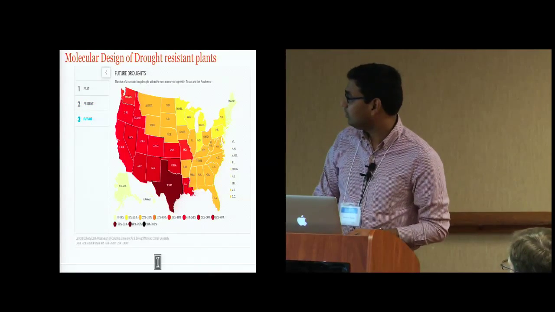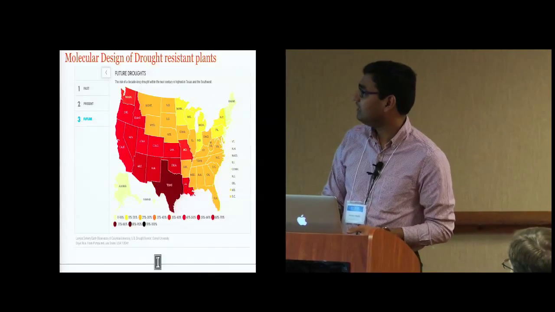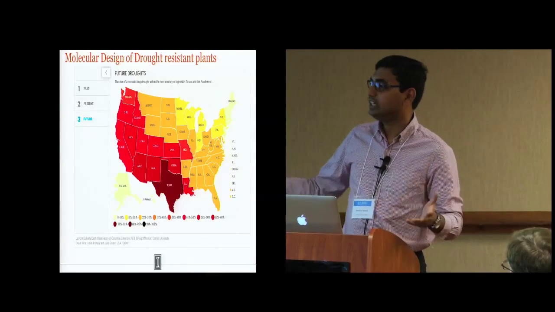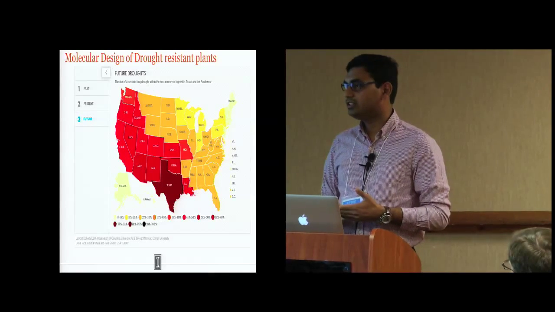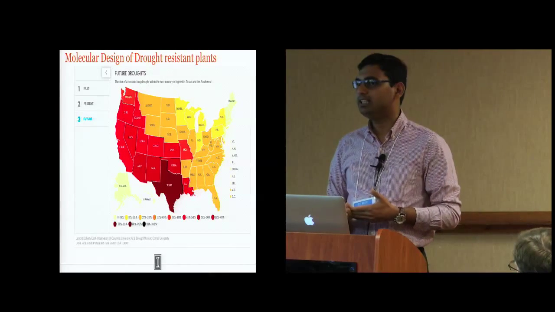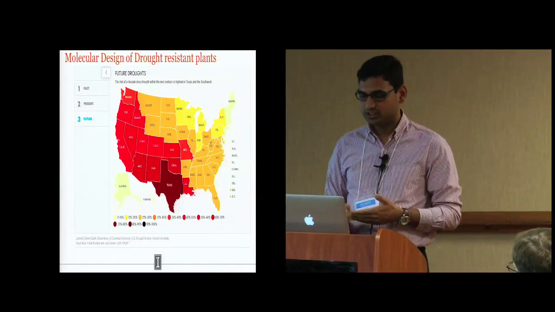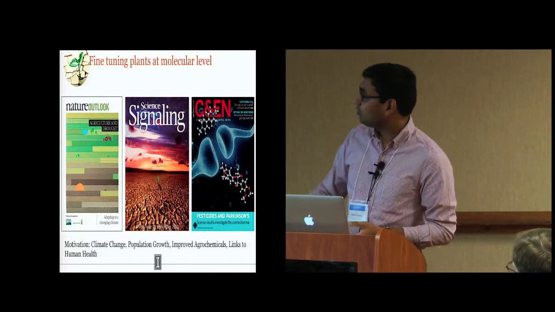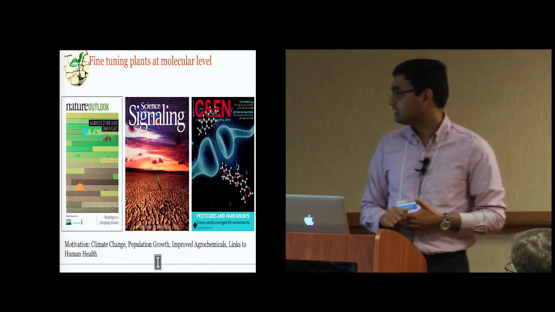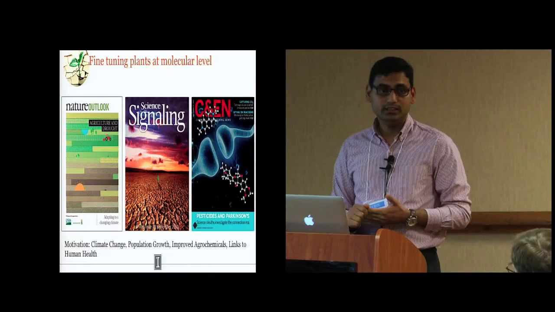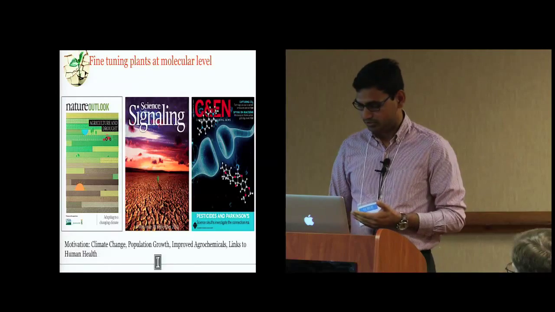And the future does not look that bright. The probability of having a serious drought in the southwestern states is very high. So there's a lot of interest now from agricultural scientists and plant biologists to work on plants and design plants that are drought resistant. And what we are doing is trying to study molecular processes and cellular signaling in plant proteins.